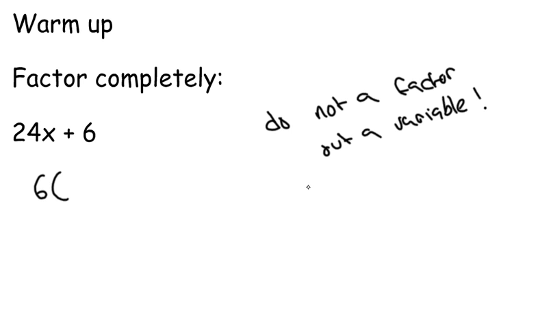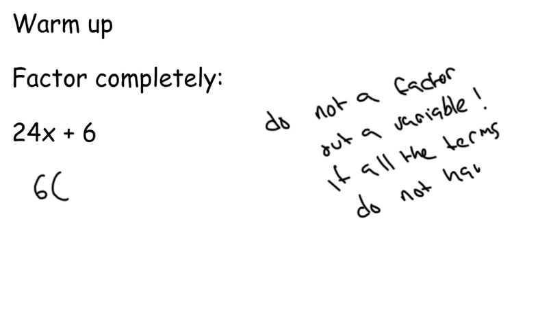So that's important. You got to know that if the terms in a polynomial do not all have a variable, you don't factor out a variable. So do not factor out a variable if all the terms do not have the variable.